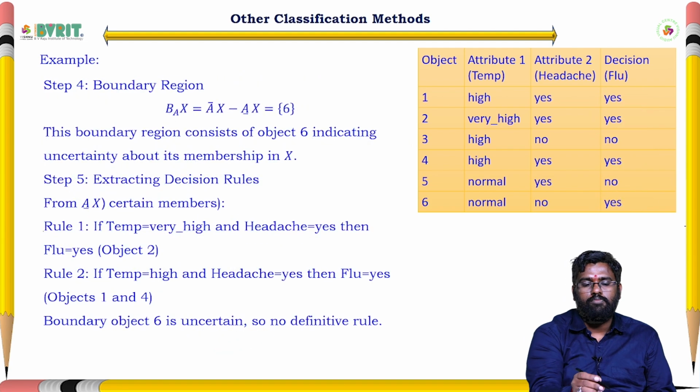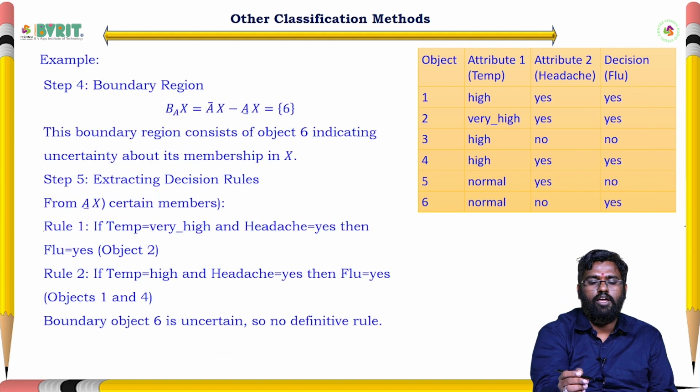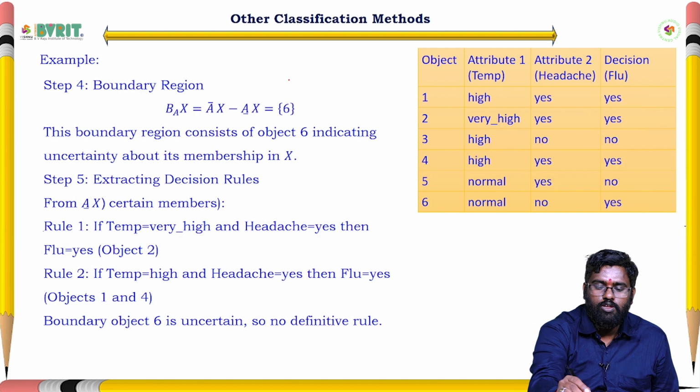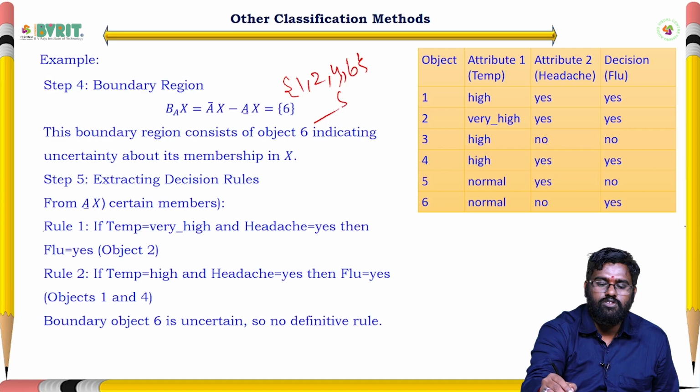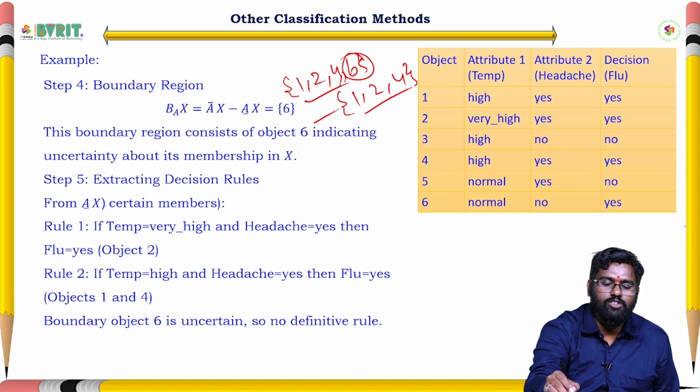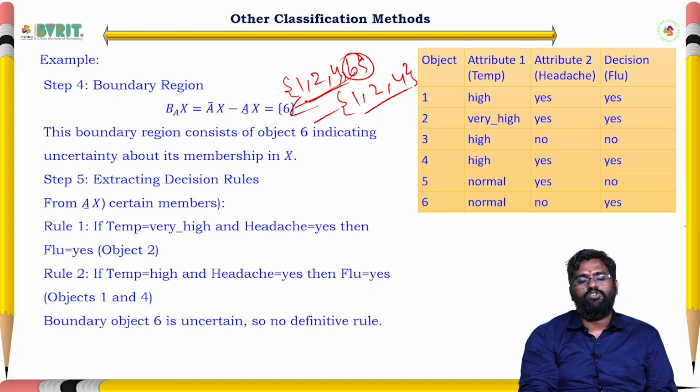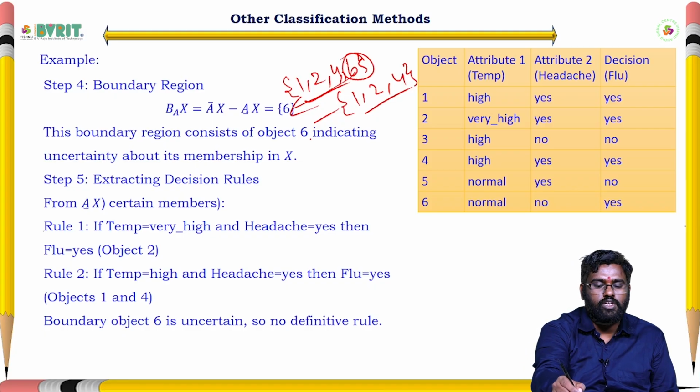Now we have to calculate BN of x. Boundary region means A upper x minus A lower x. So these values are 1 to 4, 6 minus 1 to 4. Finally 1 to 4 cancel out, and finally 6 will be there. That is your final boundary region value. So this boundary region, 6, indicates uncertainty.